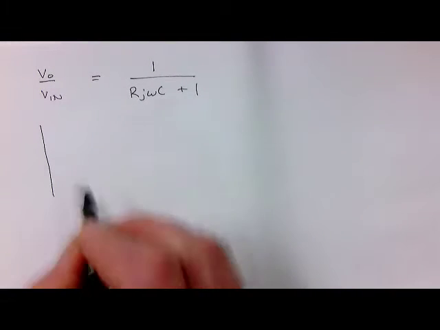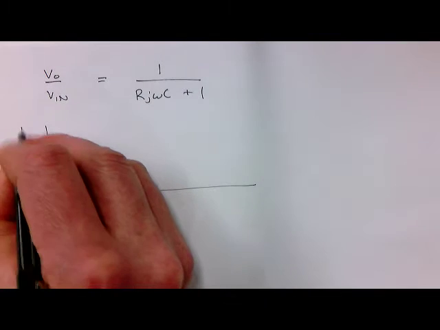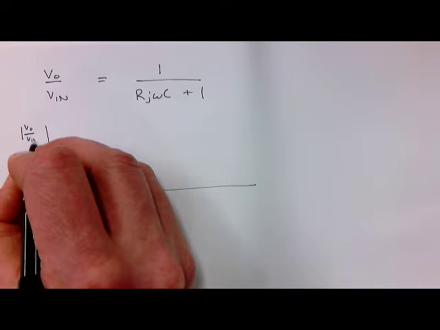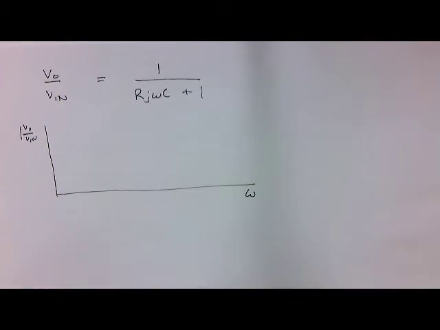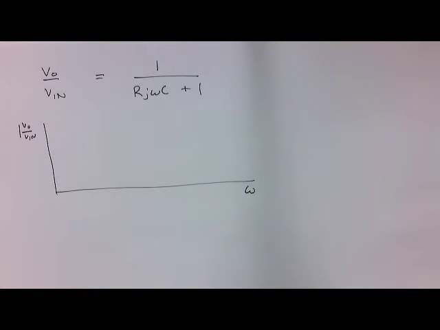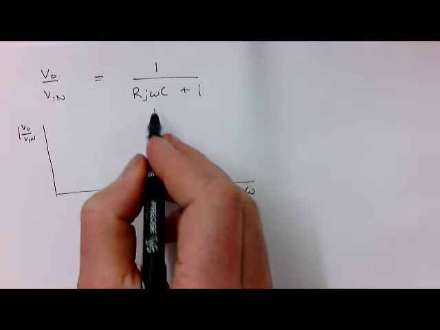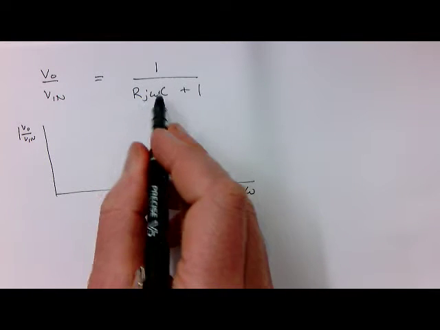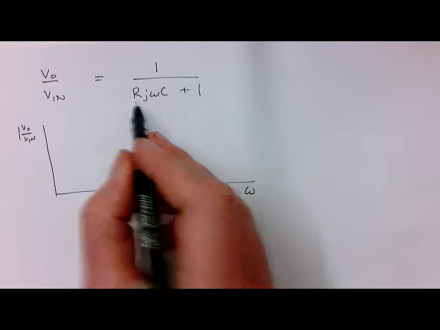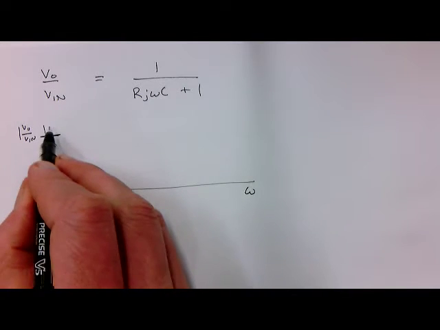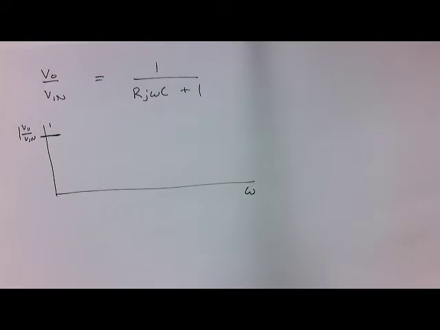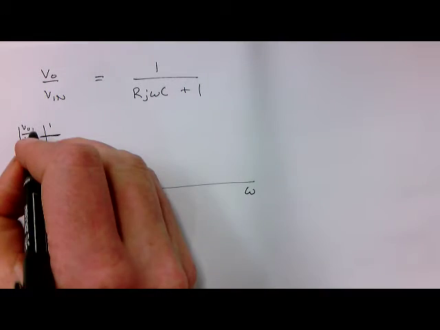So what happens if I plot the magnitude of that as a function of omega? For really small omega, this term is going to basically be 0, so it'll basically be 1. And for really large omega, it'll be basically like 1 over a really high number.